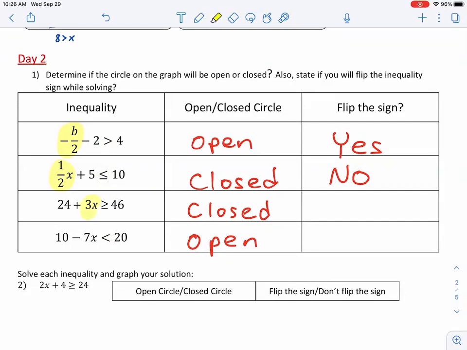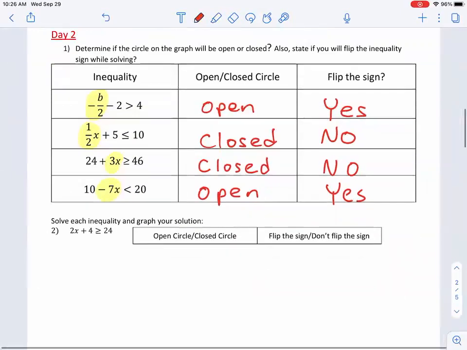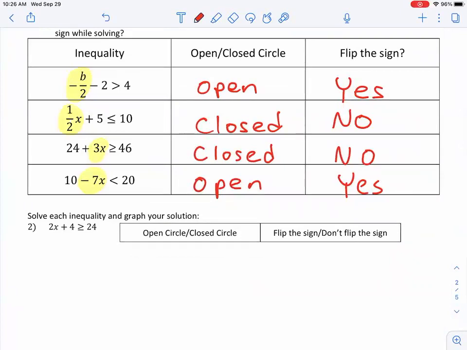So for the next one, that is a positive 3. We are not going to flip that. It's a positive number. And the next one, that's a negative 7. So yes, we are going to have to flip that. So when you first look at the equation, you just want to determine an open circle or closed circle, and are we going to have to flip the sign? And then we'll start working on the problem. So let's do that for problem 2.